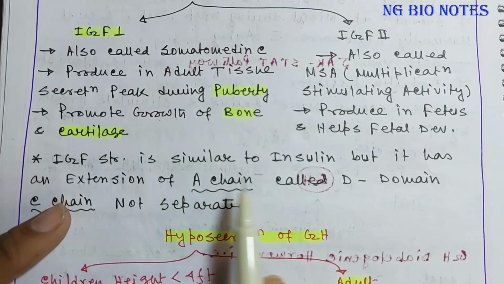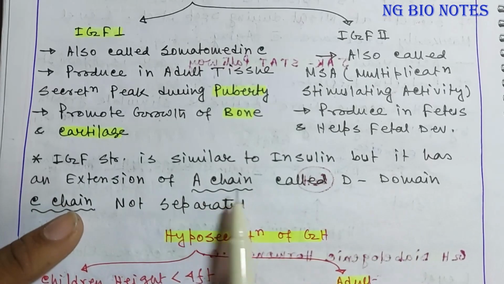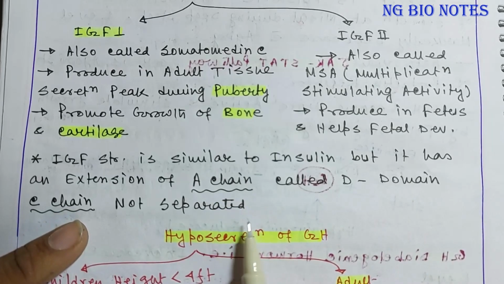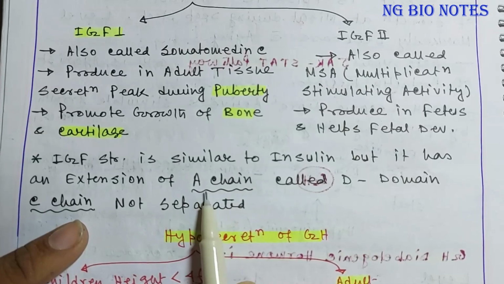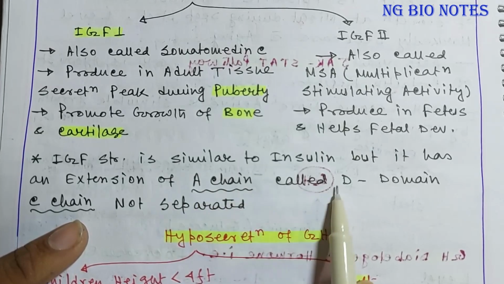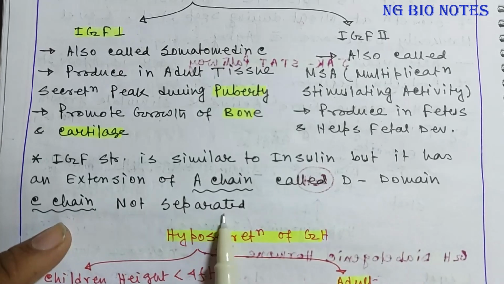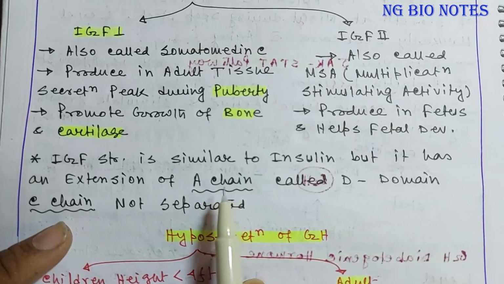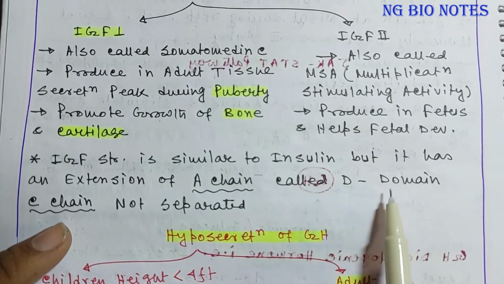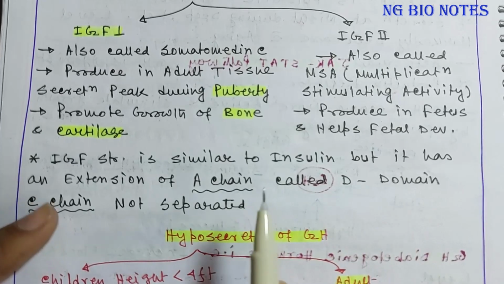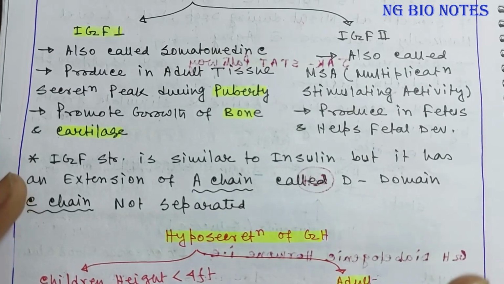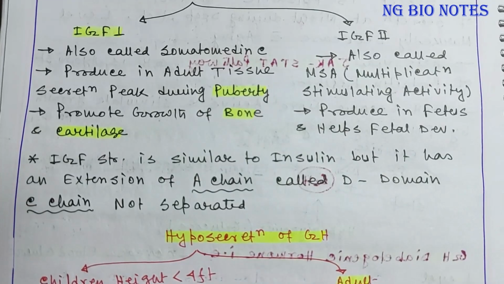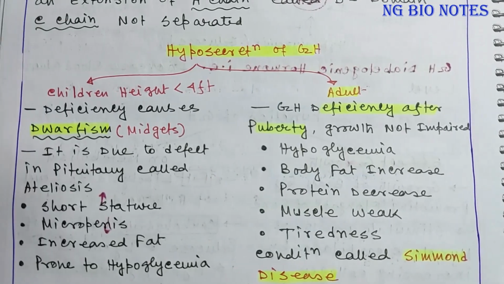The insulin-like growth factor structure is similar to insulin, but it has an extension of the A chain called the D domain. In insulin, the A chain and B chain are found, but in insulin-like growth factor the A chain has an extension known as the D domain, and the C chain is not separated from the A and B chains. So the C chain is also present. Since its structure is similar to insulin, it is known as insulin-like growth factor. Now we will study the deficiency syndromes of growth hormone.